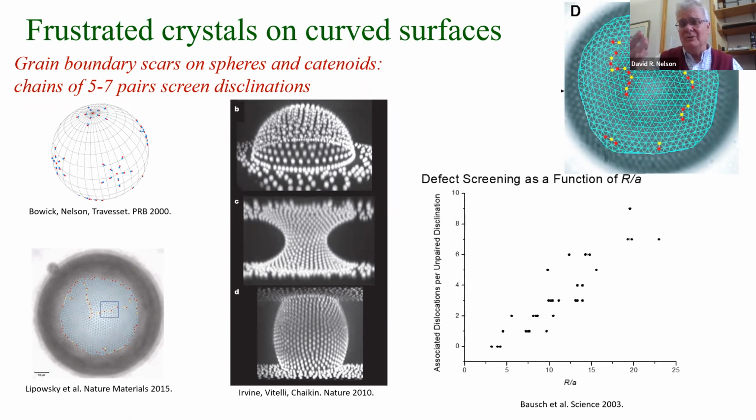And one of the things that was done way back in 2003 by Andreas Bausch et al. was to look at different ratios of droplet radius to particle spacing, and for these ratios, count how long the scars were, how many excess dislocations appeared to screen out these disclinations. And let me see if I can find a way to use a laser pointer here.